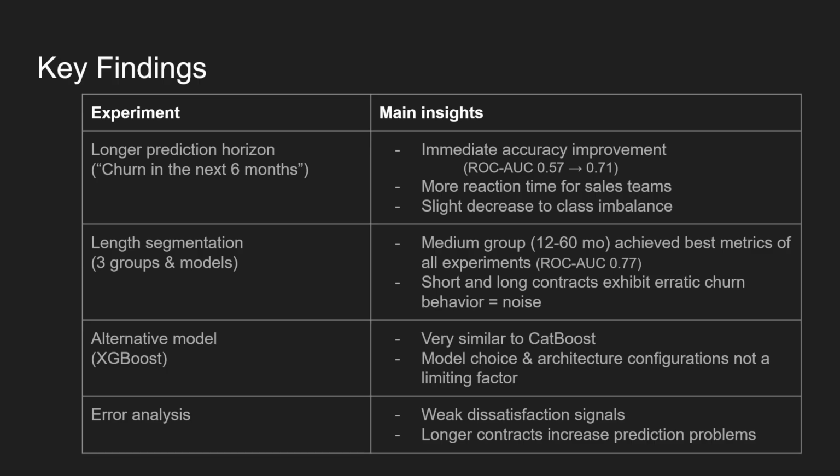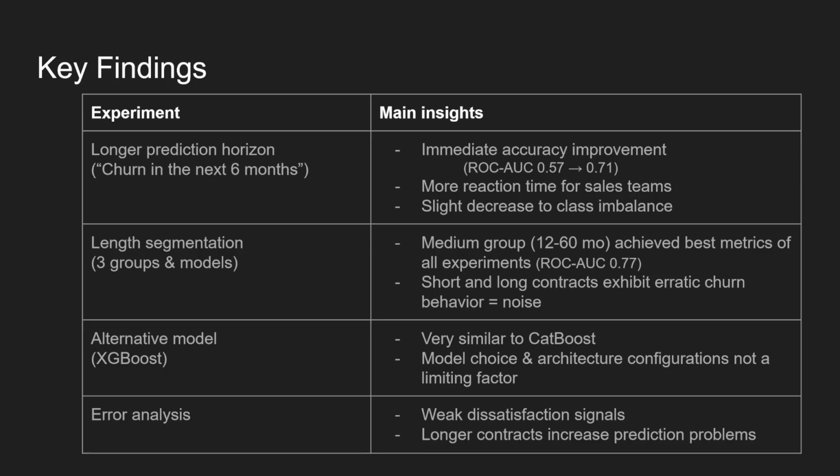Then for the length segmentation, I saw that the medium model achieved the best metrics of all the experiments I did, with an AUC of 0.77. From this I concluded that the short and long contracts exhibit some kind of erratic behavior in churn, and they introduced noise into the model that used all of the contracts.